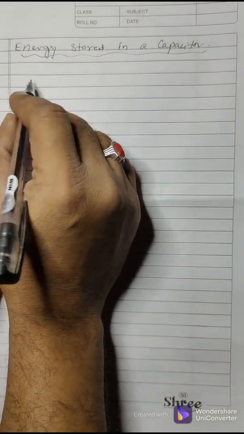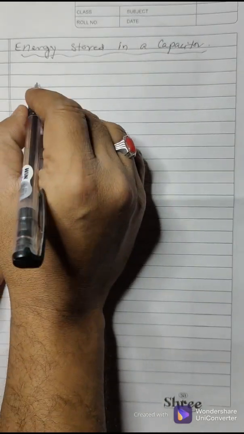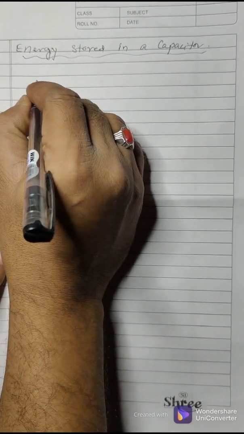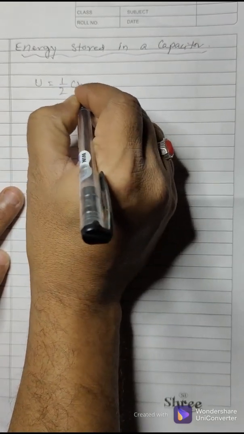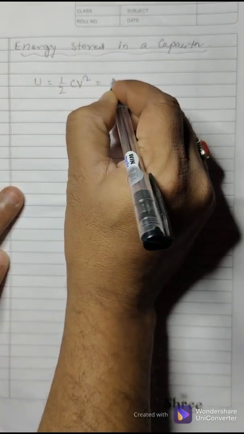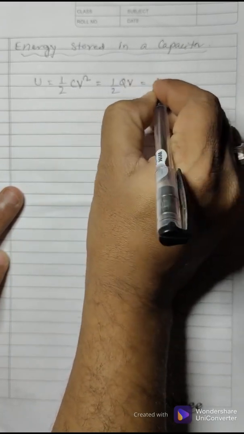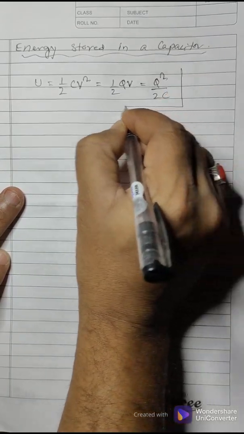Now the next topic is energy stored in a capacitor. The expression for this, in terms of different parameters, is energy equals half C V squared, which also equals half Q into V, which also equals Q squared by 2C.